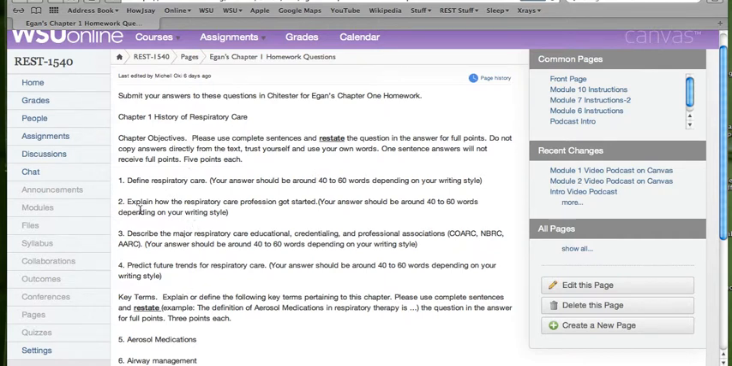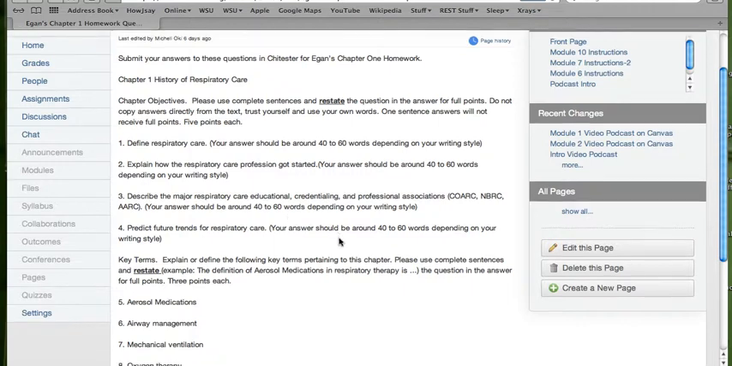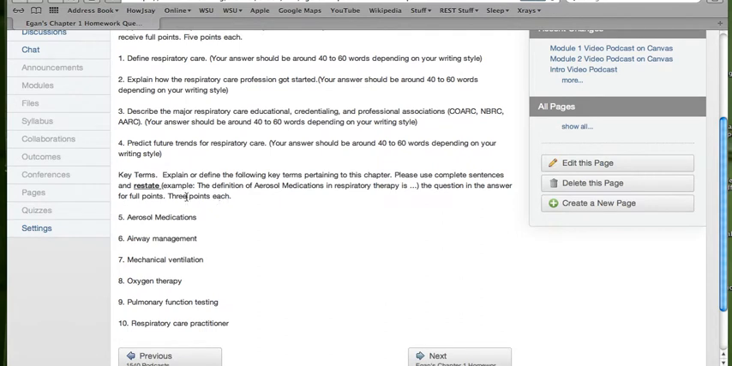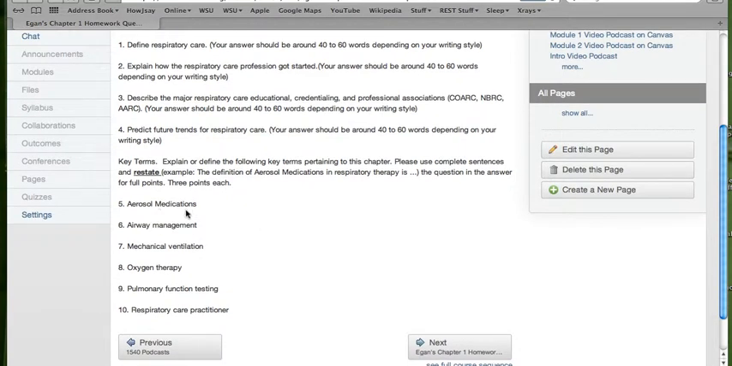So number 2 would be explain how respiratory care profession got started. You would start by saying the respiratory care profession got started by, and then restate your answer. In this question 3, it asks you about COARC, NBRC, and AARC, so make sure you answer all those questions. And then we have key terms. These are 3 points each, so you need to restate the question and the answer on these two. So you would say aerosol medications in respiratory therapy is, and that's one example you can do.